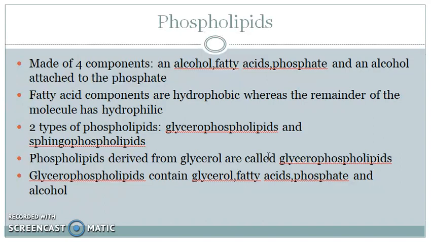There are two types of phospholipids. One is the glycerophospholipids and the other one is the sphingolipids. Now, the phospholipids which are derived from glycerol are glycerophospholipids. Very simple, those derived from glycerol are glycerophospholipids. And the glycerophospholipids contain glycerol, fatty acids, phosphate, and alcohol. I hope till now it is clear with the phospholipids.